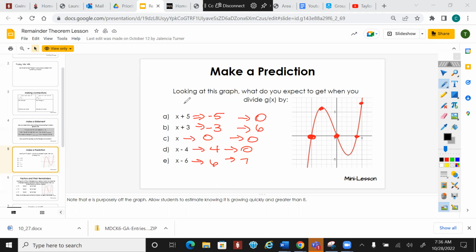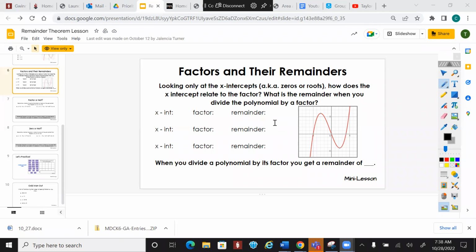Notice how I changed the sign of all of these. I got my x, and then I looked at my y value. So these are my x values, these are my y values. Remember the x-intercepts are where it crosses the x-axis. What is the remainder when you divide the polynomial by a factor? If I look here, this has an x-intercept at -5, at 0, and at 4.